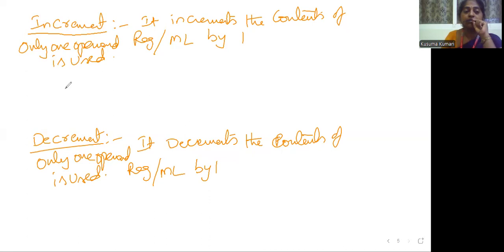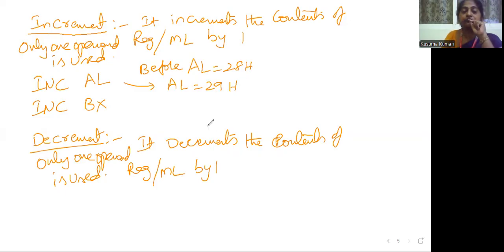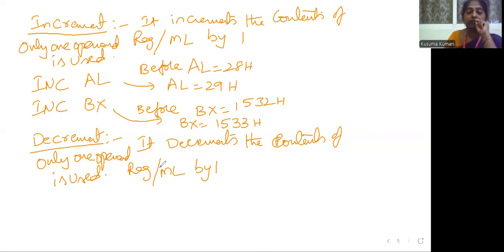Okay, for example, INC AL or INC BX. Then what does it mean? Suppose before the instruction AL is equal to 28 hexa, then after the instruction AL is equal to 29 hexa. Similarly, INC BX: before, BX is equal to 1532 hexa, then after this instruction it is simply incremented by 1, that is BX is equal to 1533 hexa. Similarly, decrement is the opposite; it decrements the contents of a register or memory location by 1. In this, memory location contents can also be used.